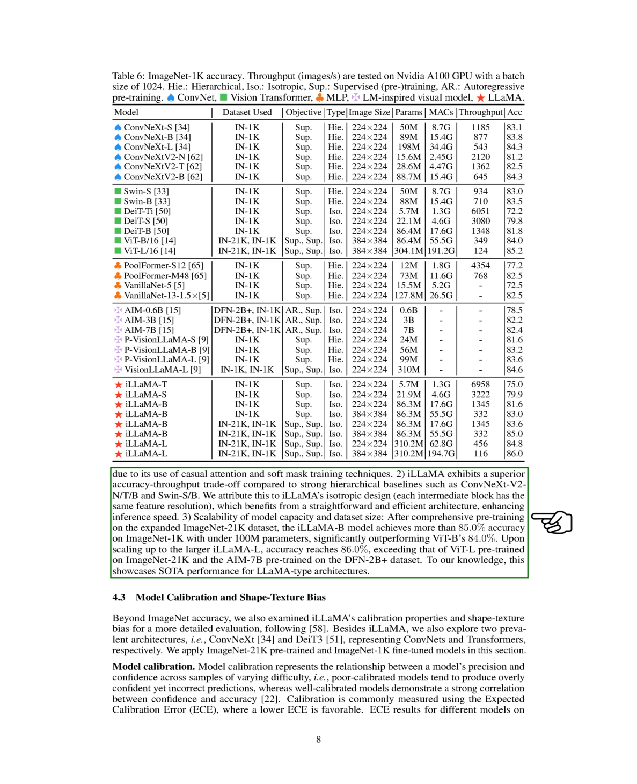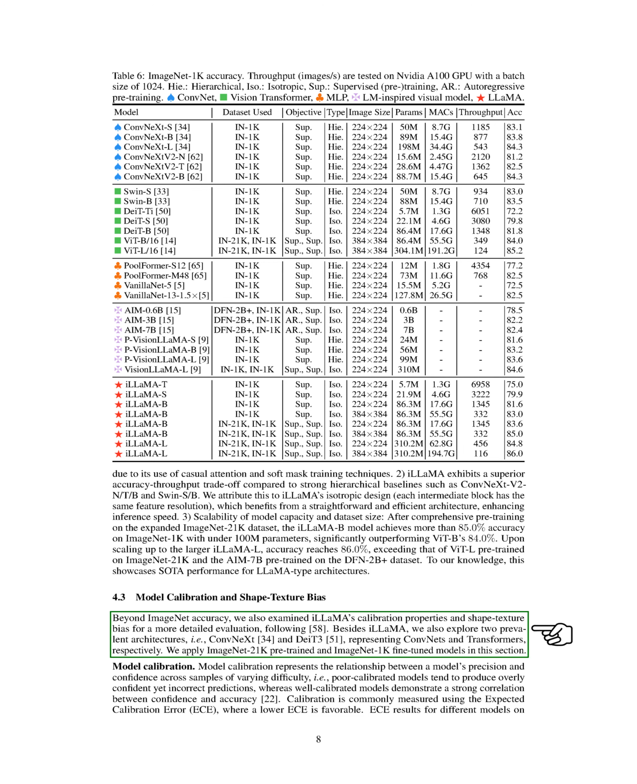3. After extensive pre-training on the expanded ImageNet 21K dataset, the LLaMA B model achieves over 85.0% accuracy on ImageNet 1K with fewer than 100 million parameters, outperforming ViT-B's 84.0%. Scaling up to the larger LLaMA L model, the accuracy reaches 86.0%, surpassing ViT-L pre-trained on ImageNet 21K and AIM-7B pre-trained on the DFN2B+ dataset, showcasing state-of-the-art performance for LLaMA-type architectures.